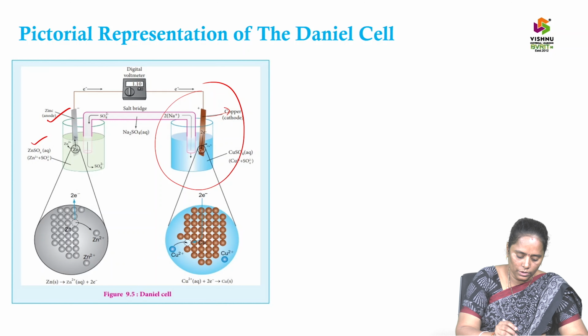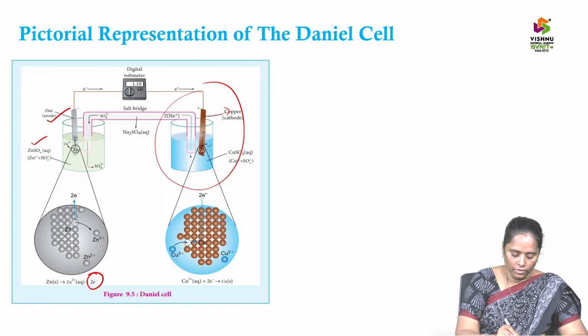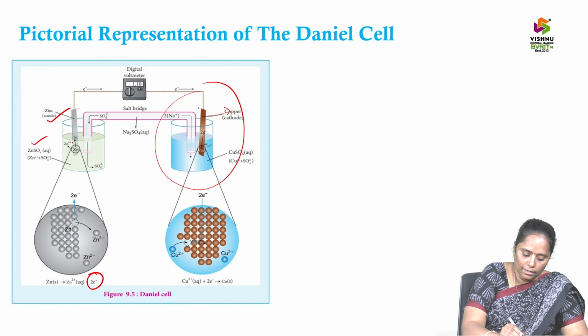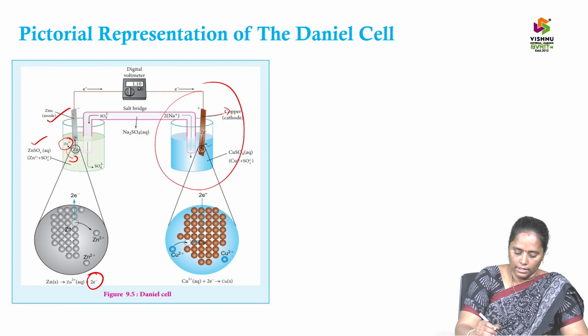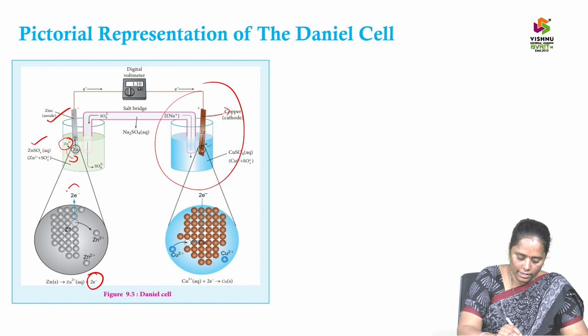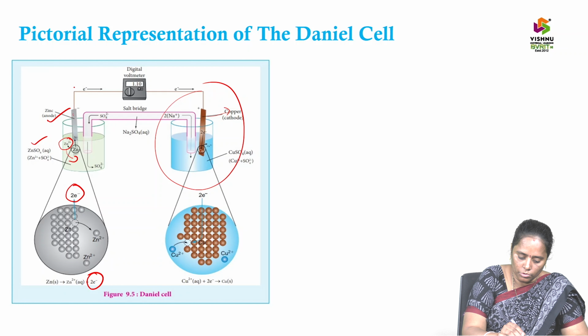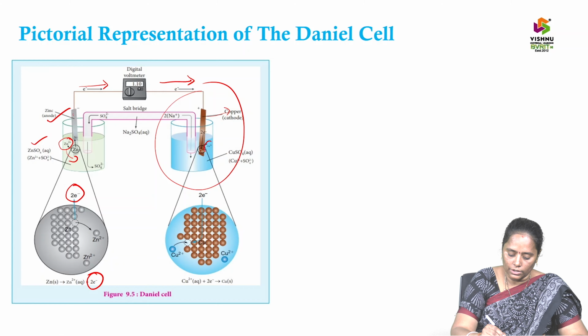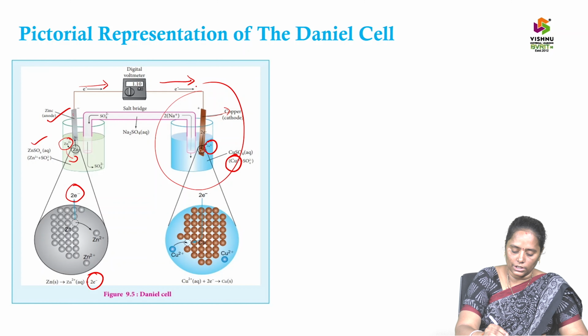So, what happens at anode? Zinc undergoes liberation of electrons. The zinc metal undergoes oxidation, liberating the Zn2+ ions into this electrolyte. The electrons are liberated from the zinc electrode and are moving towards the cathode. And at cathode, we have copper electrolyte, Cu2+ ions. The Cu2+ ions take up 2 electrons.